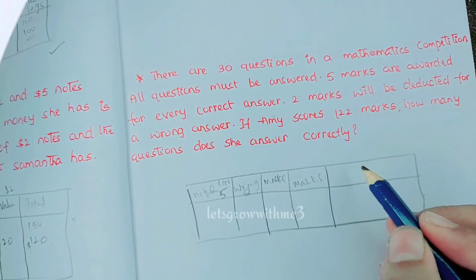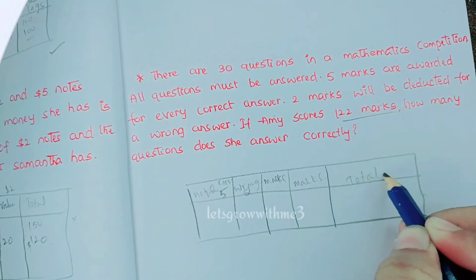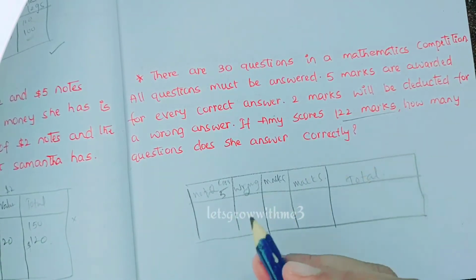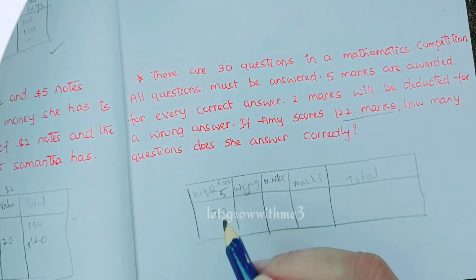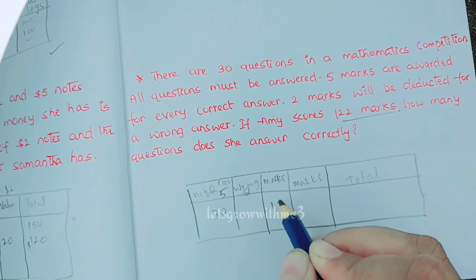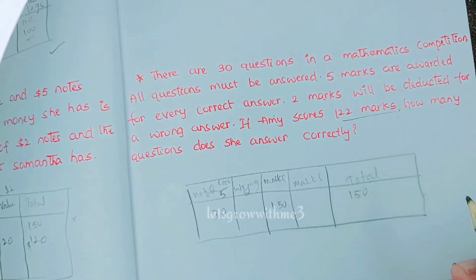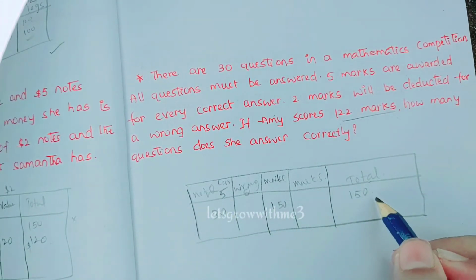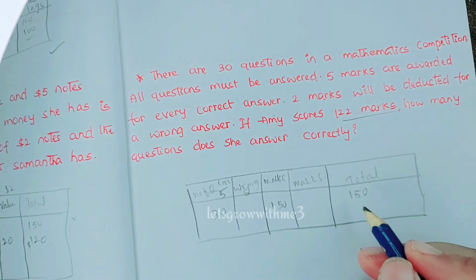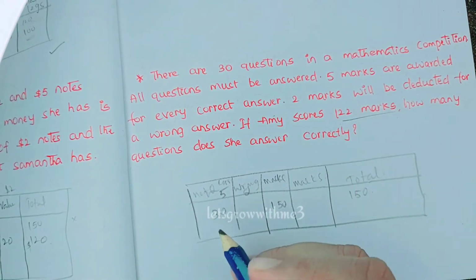Now let's do the guessing. Total 30 questions are there. First we will think that all our questions are correct. So how many marks will we get if all the questions are correct? Each question is 5 marks, right? So 30 times 5 is 150, no wrong answers, so we will get total marks 150, but the total score here is 122 marks, so our guess is wrong. Now let's proceed to the next combination.